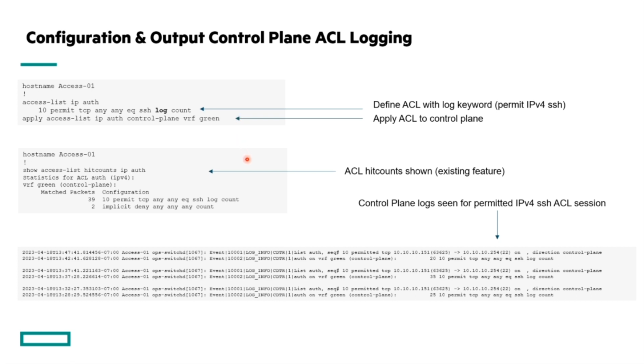Again, we can see the hit count on the IPv4 ACL. However, what's new is we now can see the logs showing a source of 10.10.10.151 accessing 10.10.10.254, which is an IP address on the switch, using SSH. We also see the hit counts towards the control plane in the event log. So this should help you troubleshoot and give you more visibility in the control plane as required.